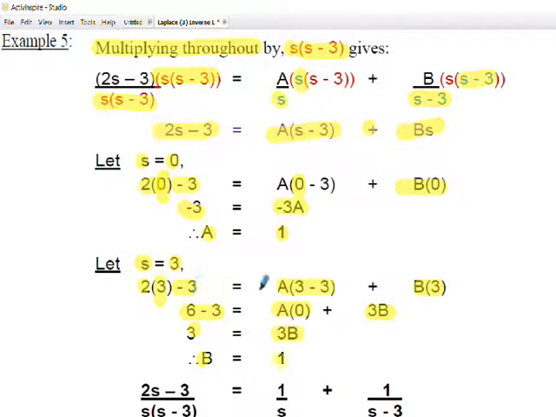So in this particular case, it doesn't always work this way of course, both the a and the b have worked out to be the same value, which is 1. So now I know that my (2s minus 3) over s(s minus 3) fraction can be written in partial fractions as 1 upon s plus 1 upon s minus 3.